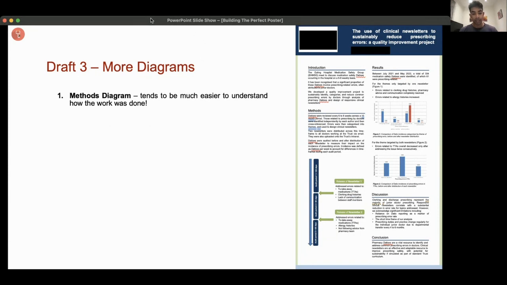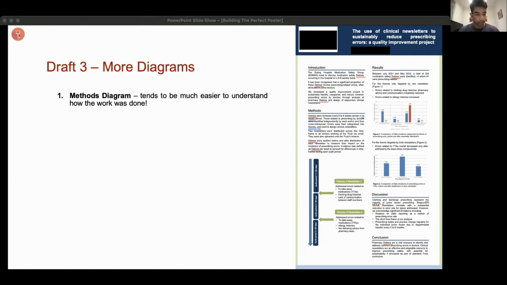Methods tend to be complicated. So having a diagram or a flow chart about what you've done makes it so much easier to work out how you got to the end goal from the start. And that makes it easier to understand your results and even replicate it if they want to. So I would definitely recommend methods diagrams.